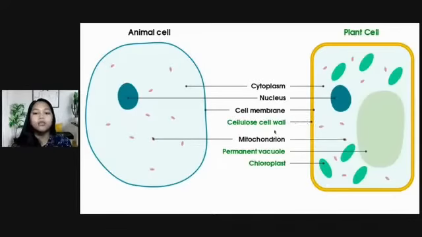Yung difference lang, those structures that you can only find in your plant cells would be unang-una, cellulose cell wall. That was what we were looking for a while ago. Chloroplast, that is where photosynthesis would happen in your plant cell. And permanent vacuole, or sometimes we call this central vacuole. Mas malaki yung vacuole ng inyong plant cell kaysa sa animal cell. Animal cells would sometimes also have vacuoles, no? Pero mas maliit because the function of your central vacuole in your plant cell is to store water. So it's bigger. Cellulose cell wall, central vacuole, chloroplast. These are the structures that can be found in your plant cells but are not found in your animal cells. Okay, we go to the next slide.